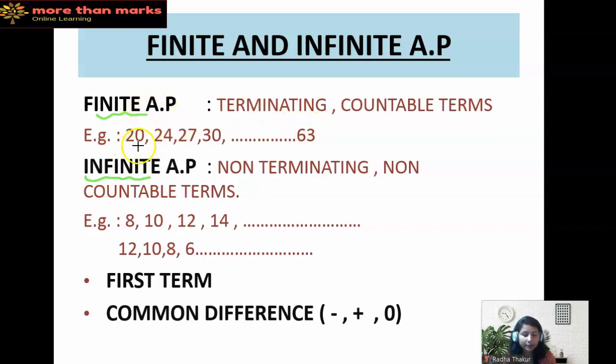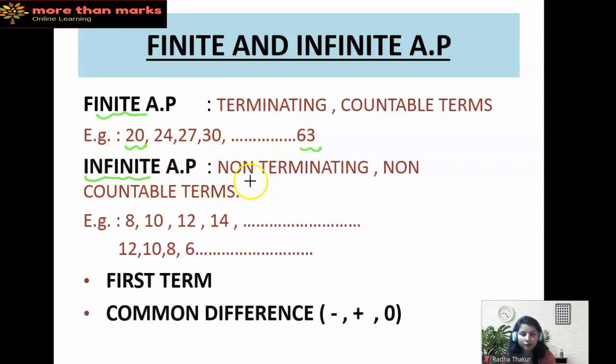Let's look at the example. It started with 20 and ended at 63. So we can easily count the number of terms in between them. Yes. So that's why they are called finite AP, which is terminating, and you can count the number of terms it has.